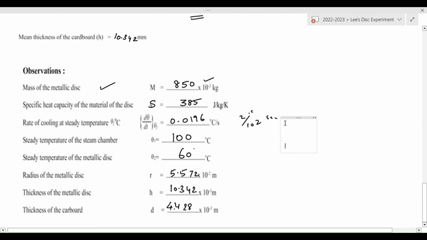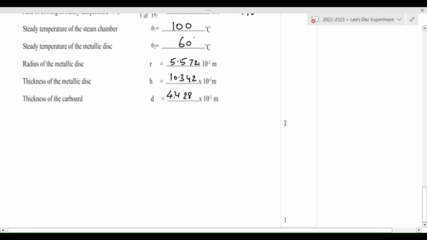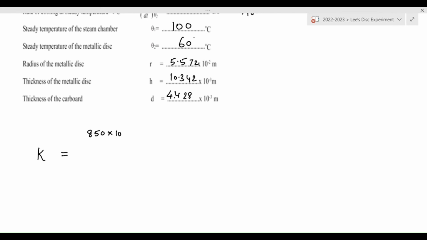Now we are going to do the calculation in the formula. The thermal conductivity of the bad conductor: M is 850 grams. This is M. S is 385 joule per kg per Kelvin. And then D is 4.428 × 10^-3. This is D. d theta by dt is 0.0196. This is d theta by dt around theta 2.